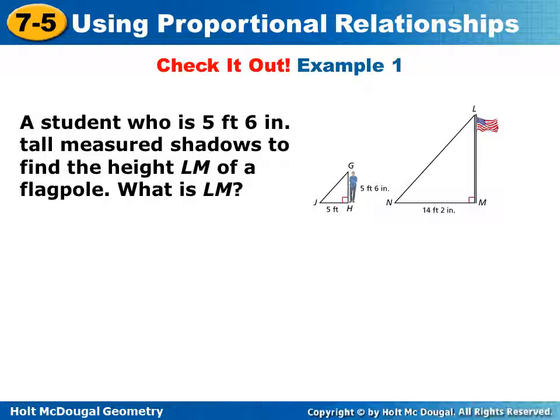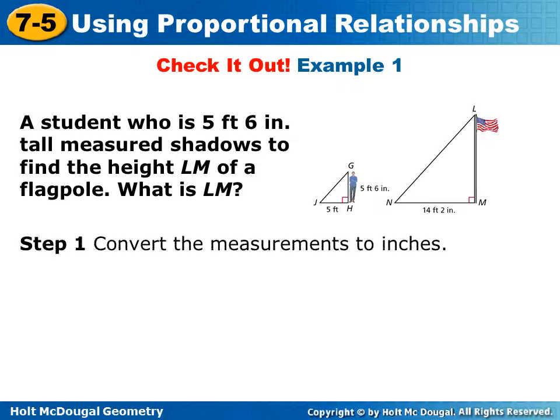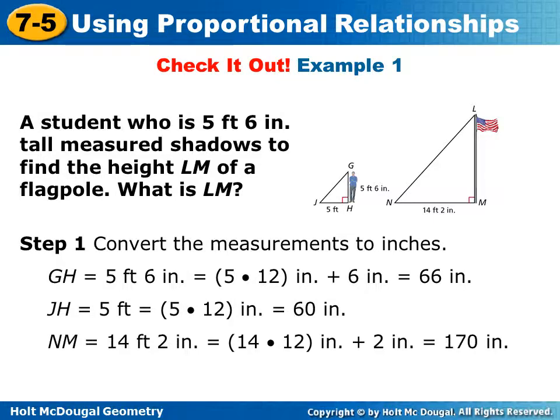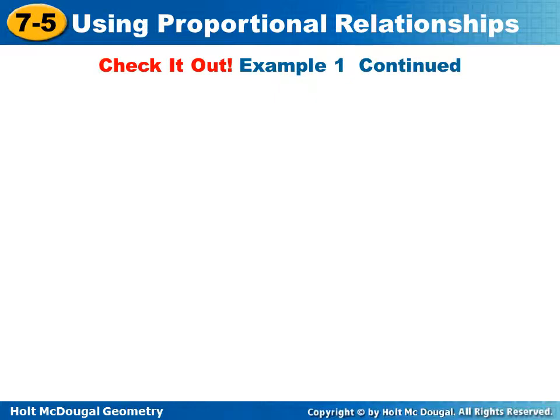A student who is 5 feet 6 inches tall measured the shadow to find the height LM of a flagpole. What is LM? Convert all the measurements to inches. 5 feet 6 inches is the same as 66 inches. 5 feet is equal to 60 inches. And 14 feet 2 inches is equal to 170 inches.